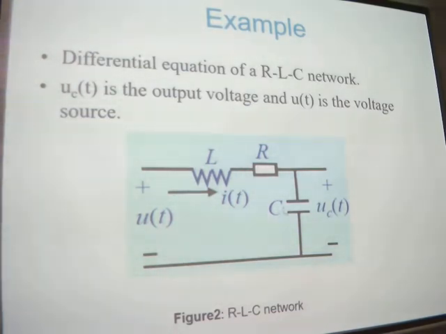Let's see. This is a very general example of inductor and capacitor: the differential equation of an RLC network. We can see U_C is the output voltage and U(t) is the voltage source. Now we show how to build the mathematical model of this system. How to build it? Do you remember it? This is the RLC circuit: resistor, inductor, capacitor circuit.